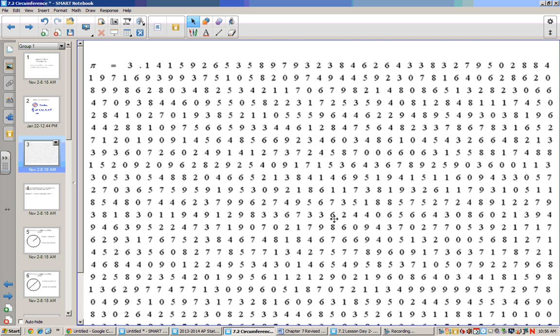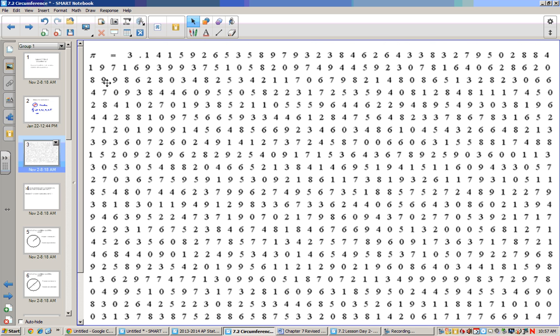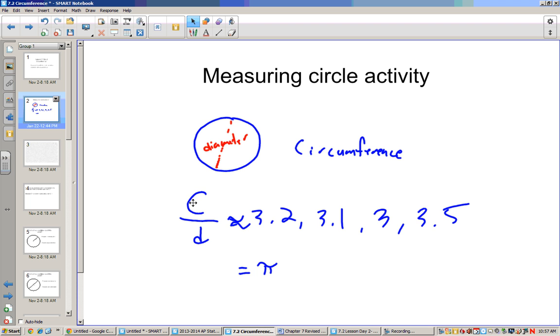I think this is the first couple hundred, maybe even 1,000 digits of pi. Pi is this crazy number where the decimal keeps on going forever and ever, more and more decimal places, and there is no pattern, nor does this number ever terminate. So this is the answer whenever we divide the circumference by the diameter.